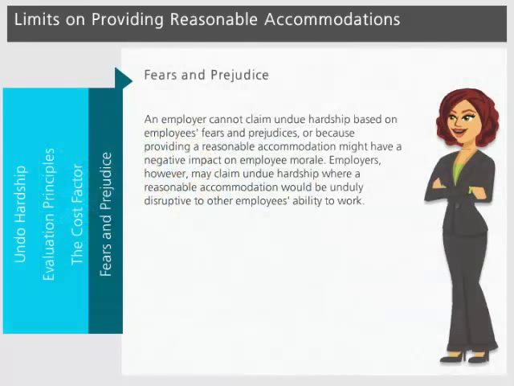Fears and prejudices. An employer cannot claim undue hardship based on employees' fears and prejudices, or because providing a reasonable accommodation might have a negative impact on employee morale. Employers, however, may claim undue hardship where reasonable accommodation would be unduly disruptive to other employees' ability to work.